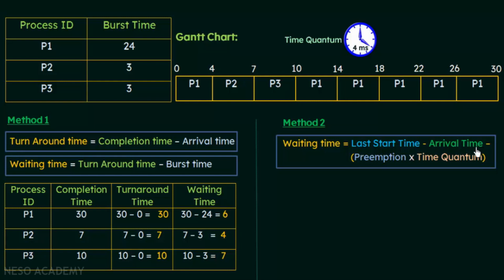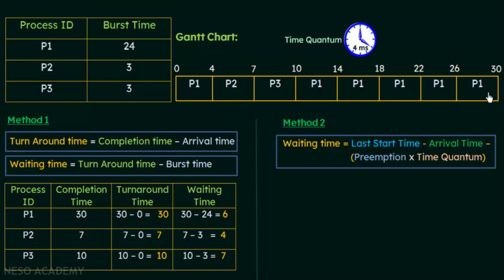And from that we have to subtract the arrival time. For this example, the arrival times are 0 for all the processes. And then from there we have to subtract the preemption into time quantum. Preemption means the number of times the process got preempted. So how many times did P1 get preempted? Let's see. P1 got the CPU here and it was preempted and the CPU was given to P2. Then again P1 got the CPU and it was preempted, and again from here it was preempted, and from here also it was preempted. Now when it got the CPU here for the last time, it completed its execution, so there is no preemption happening here.